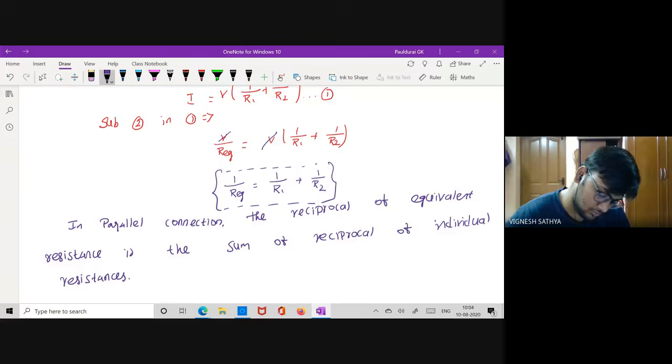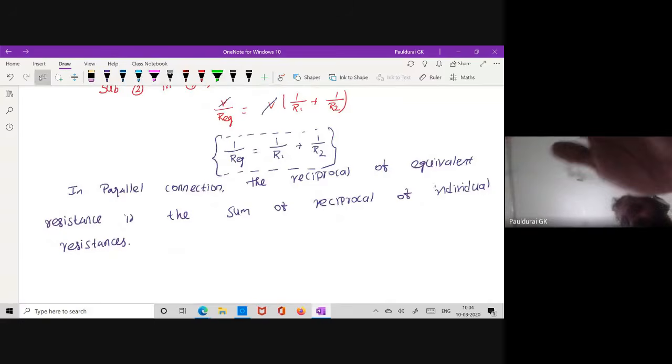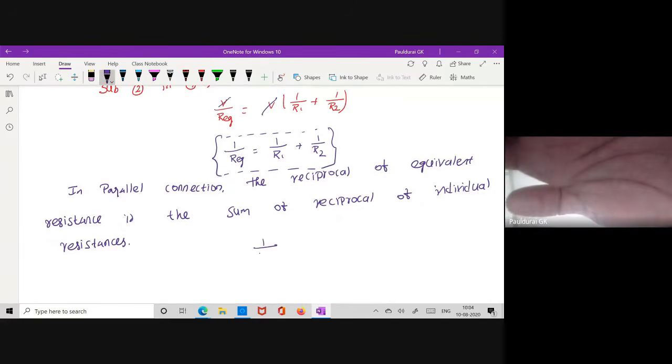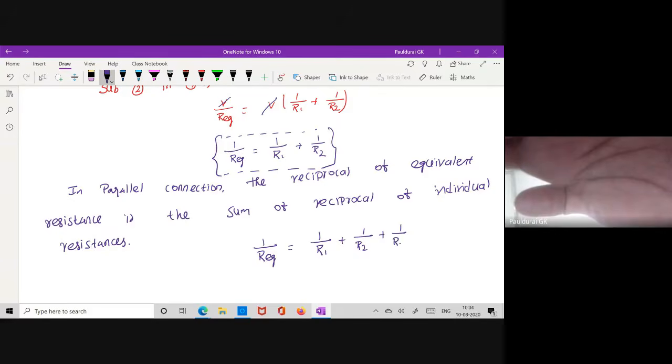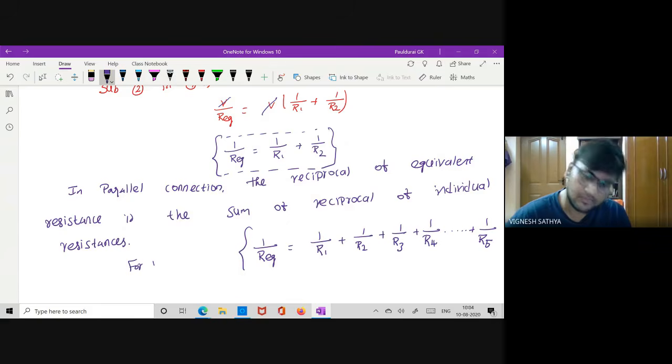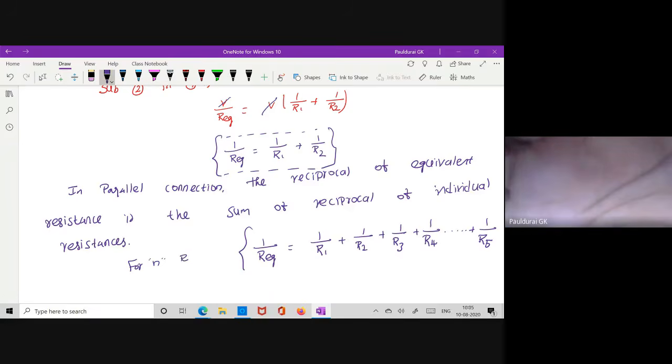Suppose I connect 3 resistors in parallel, what is the equivalent resistance? 1 by R equivalent equals 1 by R1 plus 1 by R2 plus 1 by R3. Suppose 4, then plus 1 by R4. Suppose I connect n number of resistors in parallel, so what will happen? This is for n resistors.